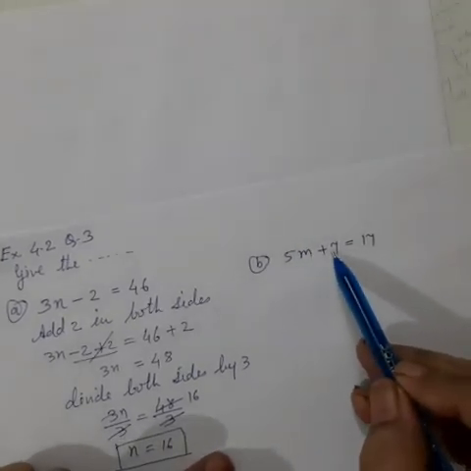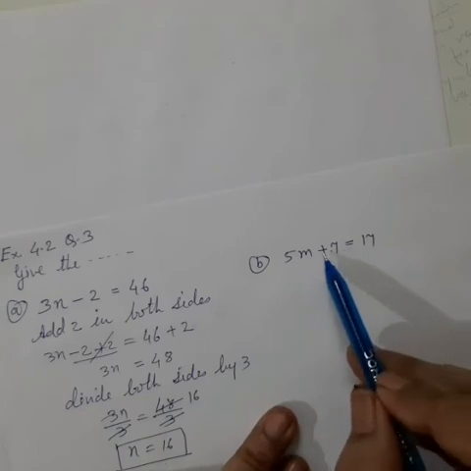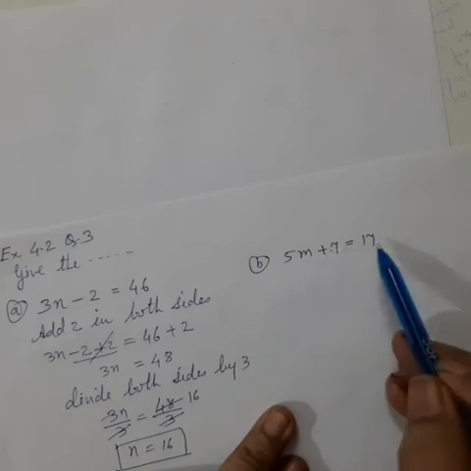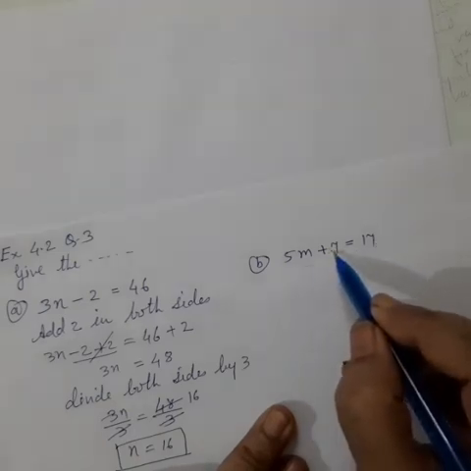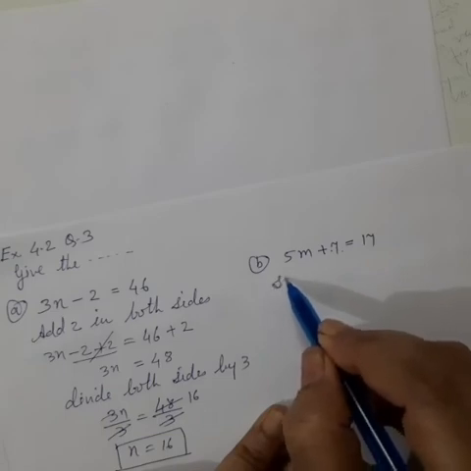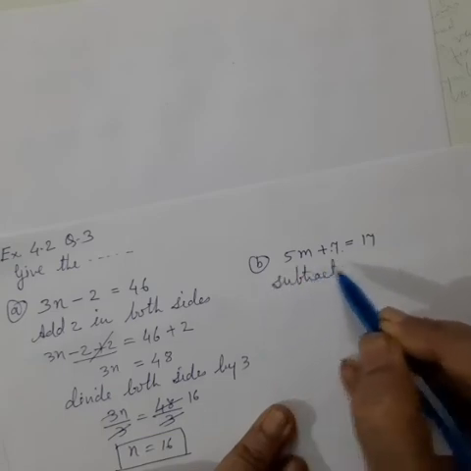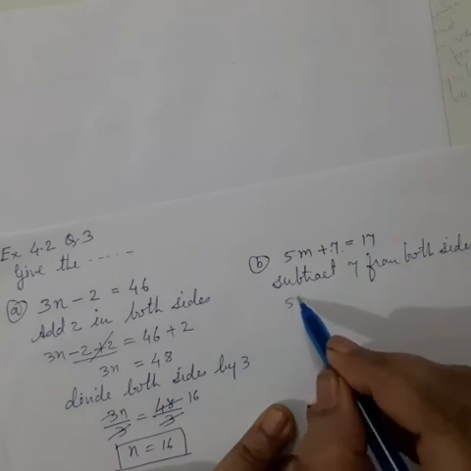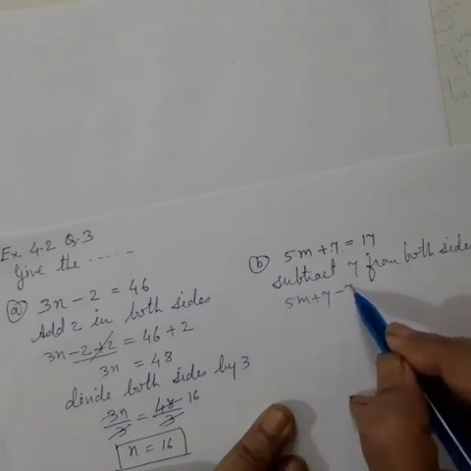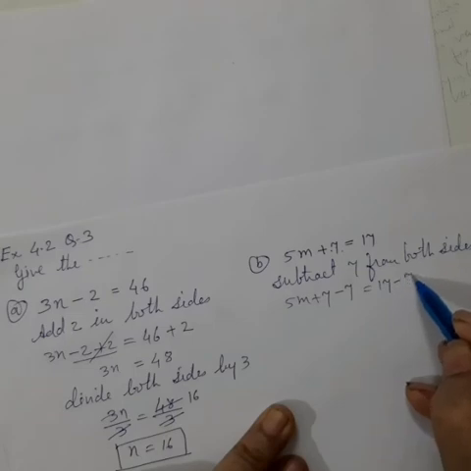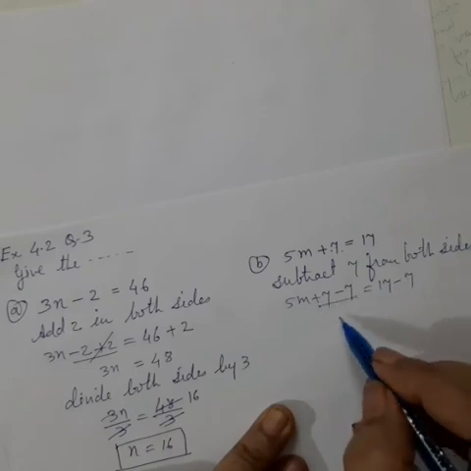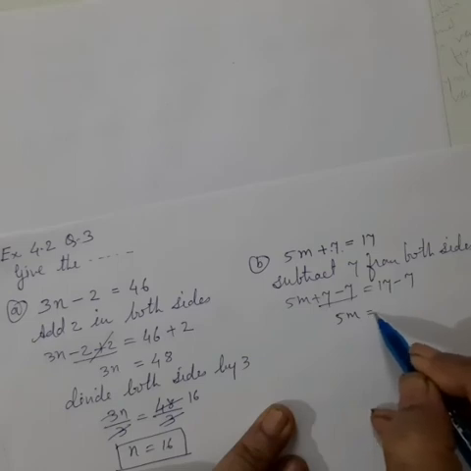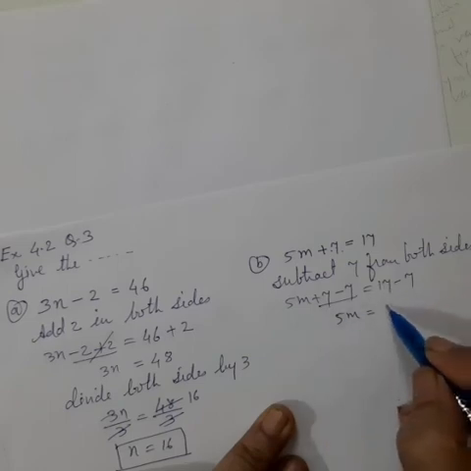Here 5m plus 7. In this expression, these terms are separated by plus sign. So we will remove this 7 first. To remove 7, we have to subtract 7 from both sides. So subtract 7 from both sides. So 5m plus 7 minus 7, and right hand side 17 minus 7. This will give us 0. 5m will be left on left hand side and 17 minus 7 is 10.